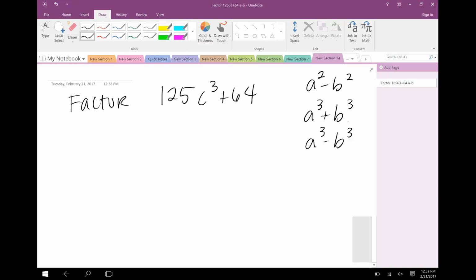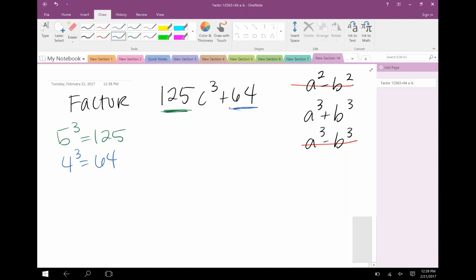Or it has to have a GCF to factor out. So here there is no greatest common factor between 125 and 64. Okay? So first off, it's a plus sign, so it's definitely not one of these. And now you want to look at 125. Is 125 a perfect cube? Yes, it is. 5 to the third equals 125. Okay, what about 64? Is 64 a perfect cube? Yes, it is, because 4 to the third equals 64.